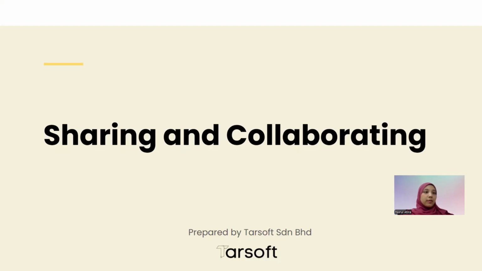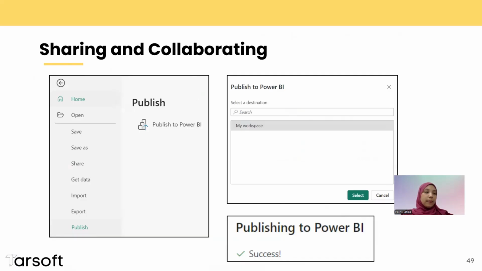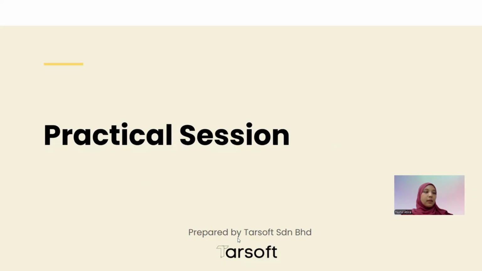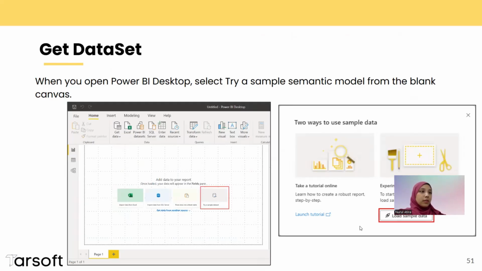Next topic, we have sharing and collaborating. Very easy. Click on a file, publish to Power BI, and then you need to select your workspace. Select it, and it's going to immediately publish your Power BI. Okay, we're going to go to the practical session.